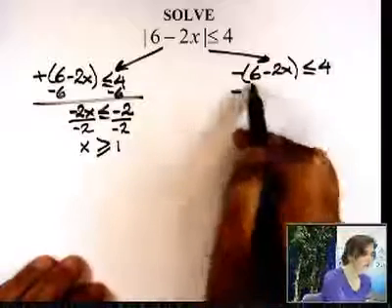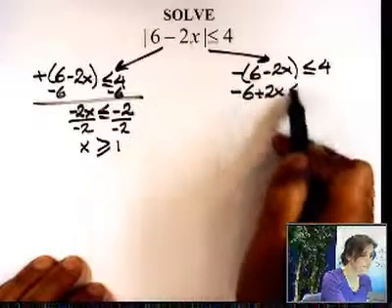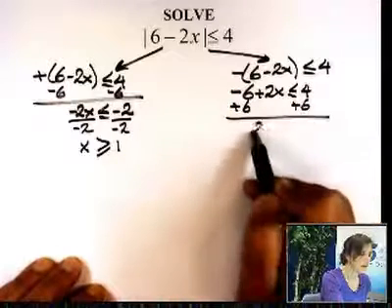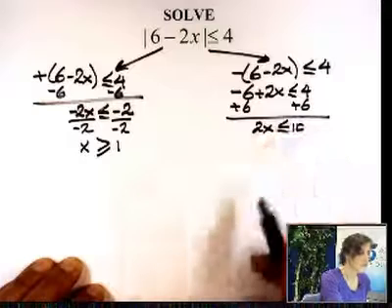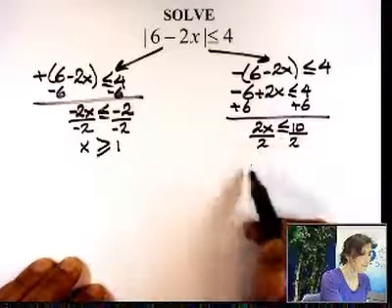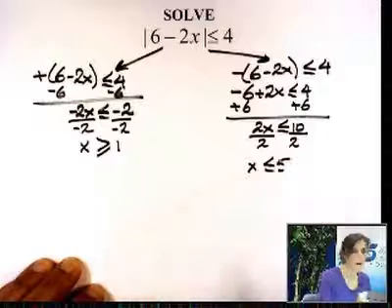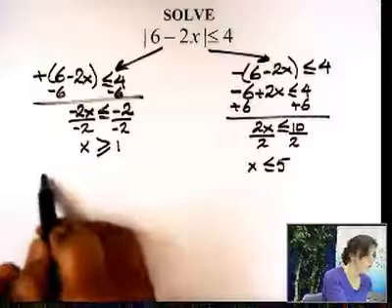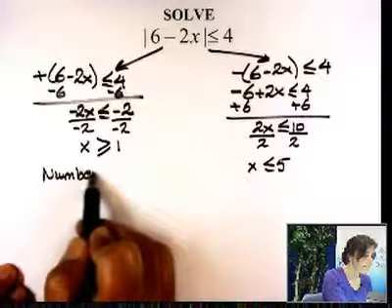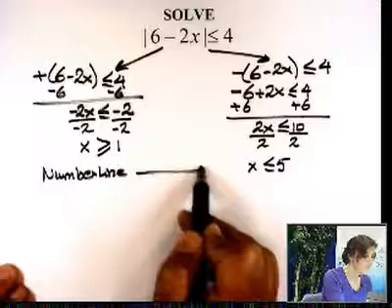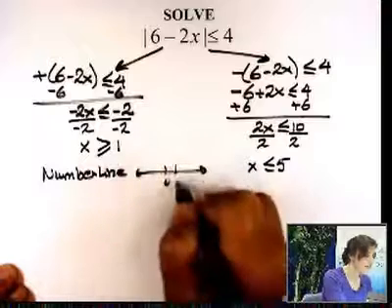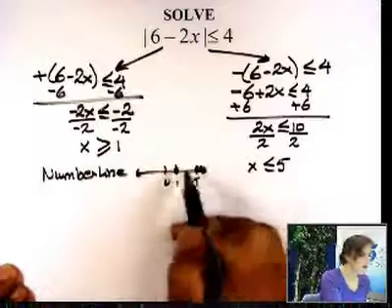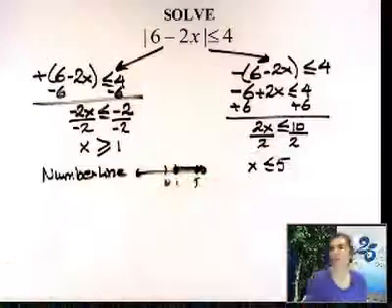Work the negative in. Add 6. Divide by 2. What did I have? Greater or equal to 1, less than or equal to 5. Number line. Zero in the middle. Here's your 1, here's your 5. I want to be between 1 and 5. Black dots because I have equal, 1 to 5.